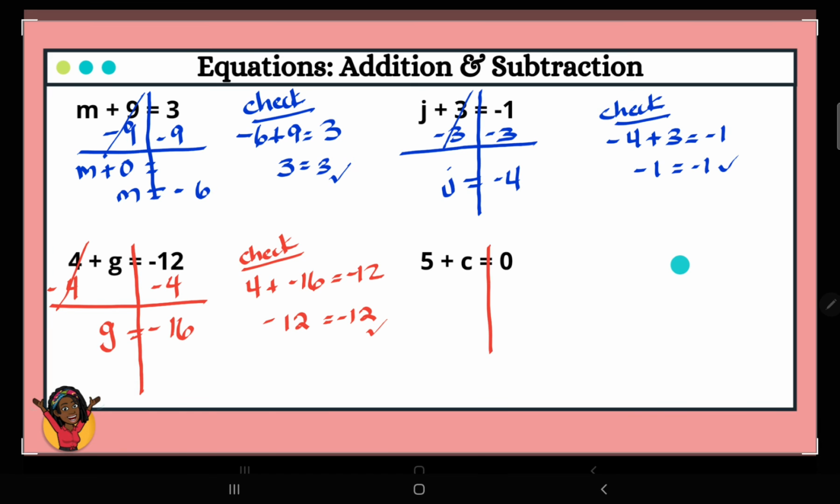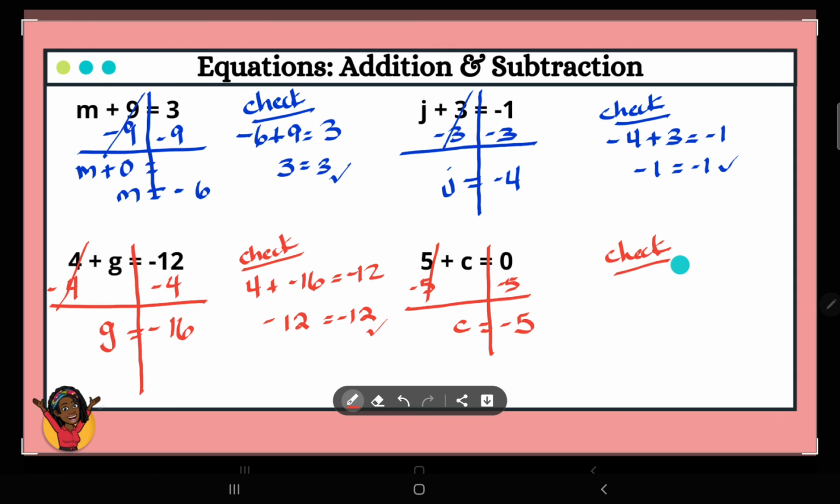Let's go ahead and take a look at this next example. So I have 5 plus c. What is my variable? C. What is happening to the c? I'm adding 5. What's the inverse of addition? To subtract 5 on both sides. So that will cancel out. So now I have c is equal to 0 minus 5, which is just a negative 5. And then we can perform our check.